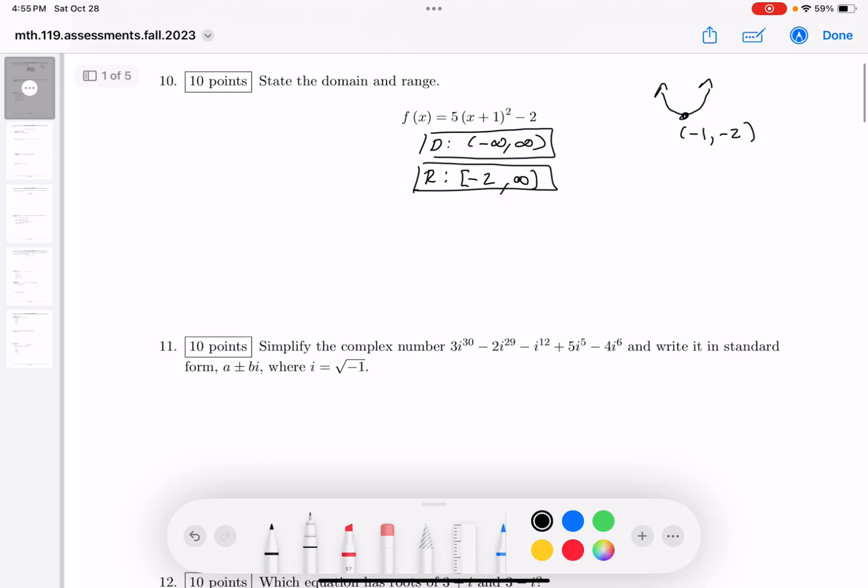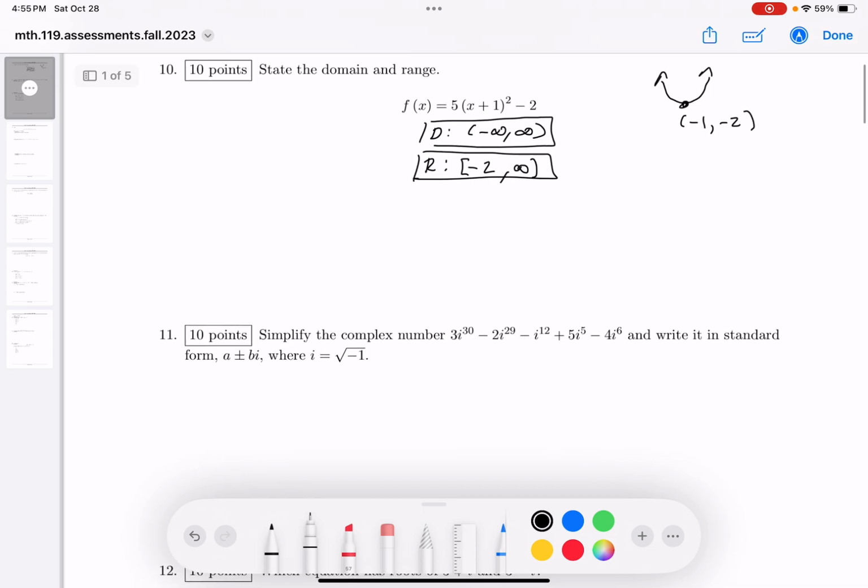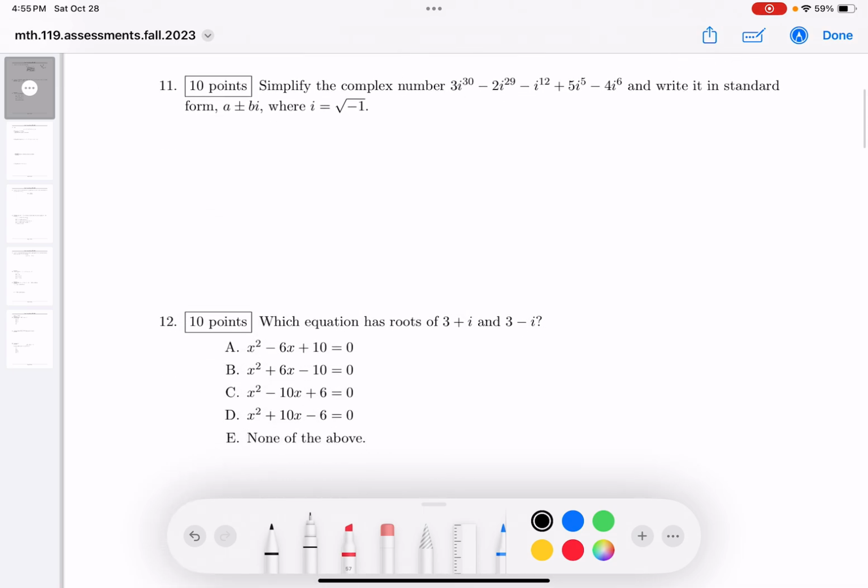Question number 11, let me make sure I've answered number 10, though. Yes, they asked for domain and range. It didn't ask to graph it. So 11 is an arithmetic problem. So let's write this down.